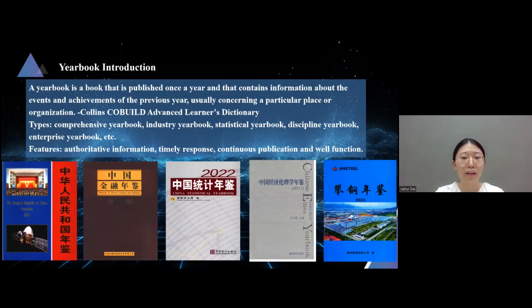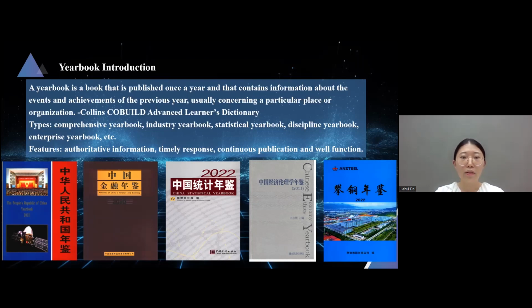There are many types of yearbooks, including comprehensive yearbook, industry yearbook, statistical yearbook, discipline yearbook, and enterprise yearbook. I will introduce them one by one. Firstly, comprehensive yearbooks describe the development of politics, economy, culture, and other fields of the world, countries, and regions, as well as provinces, cities, and counties. The People's Republic of China Yearbook below is a comprehensive yearbook, which introduces the comprehensive development of China.